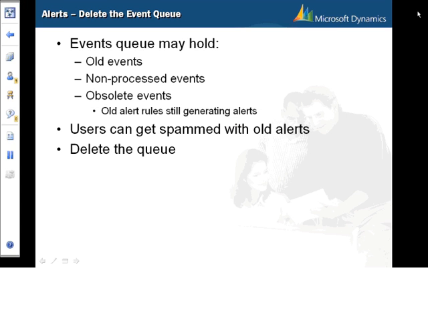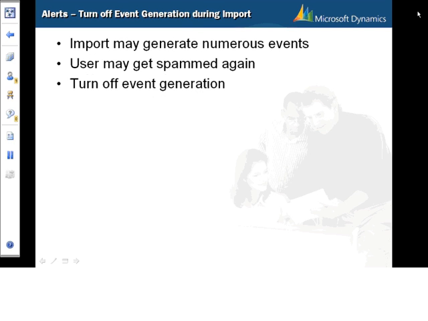So let's move back to our slides and talk about when we have to turn off our event generation. When data is imported into an existing company with alert rules already created, it is good practice to turn off the generation of alerts when new data might trigger alerts for users, and to avoid users who have created alert rules being spammed with alerts. So this feature can be turned off.